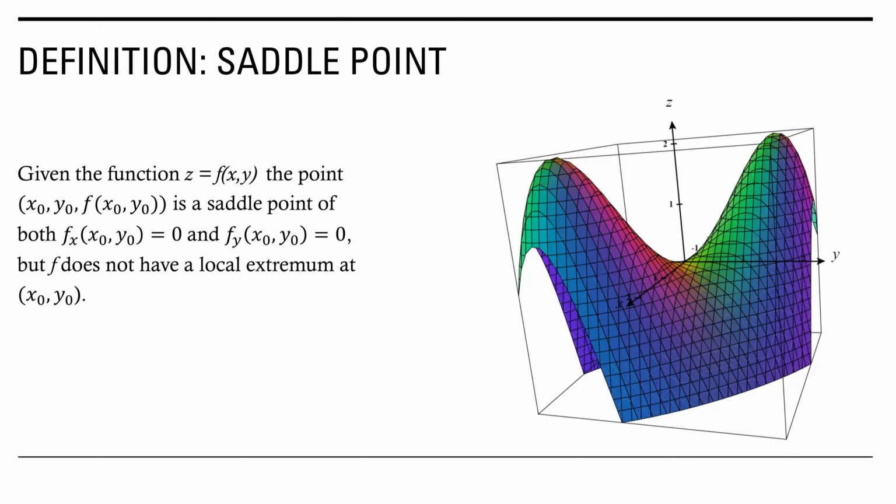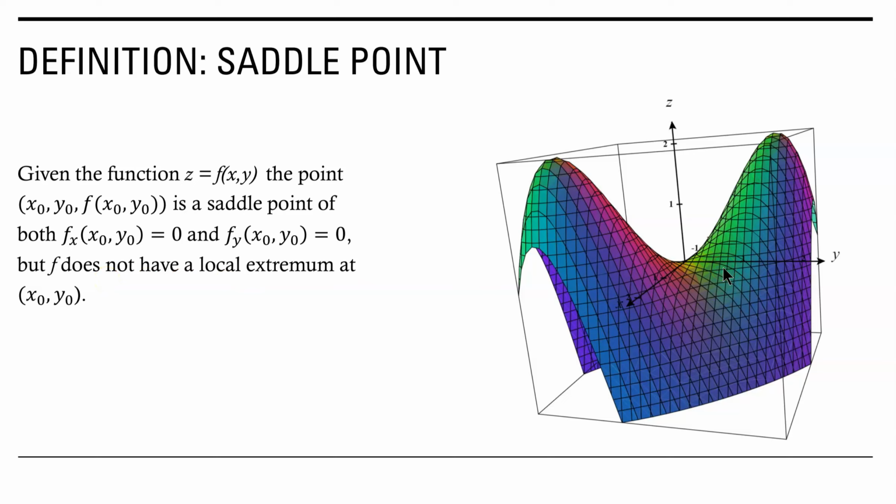So from single variable calculus, you have a notion of what local extrema, local maximum, local minimums are. But we don't have a saddle point in single variable calculus. So let's go ahead and define what a saddle point is. So given a function, f of x and y, at the point x naught, y naught, f of x naught, y naught, so at the z value that corresponds to x naught, y naught, that is a saddle point if both partial derivatives are equal to 0, but f does not have a local extrema.